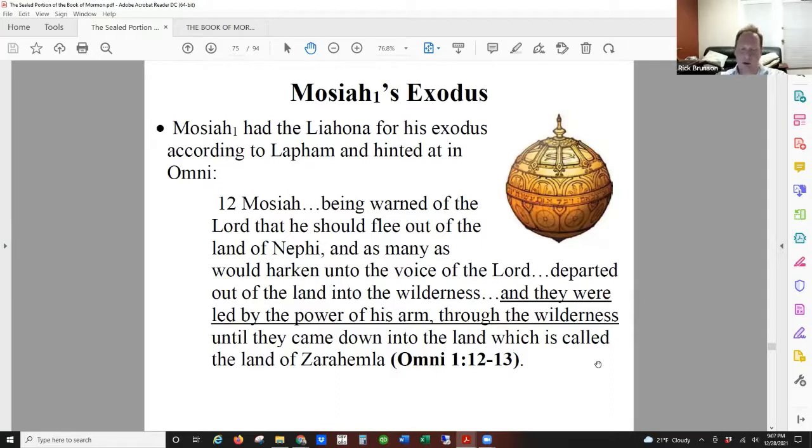Mosiah, being warned of the Lord that he should flee out of the land of Nephi, and as many as would hearken unto the voice of the Lord departed out of the land into the wilderness. And they were led by the power of his arm through the wilderness until they came down to the land which is called the land of Zarahemla. So here's a reference which I believe is maybe referencing the Liahona, guiding them where to go.